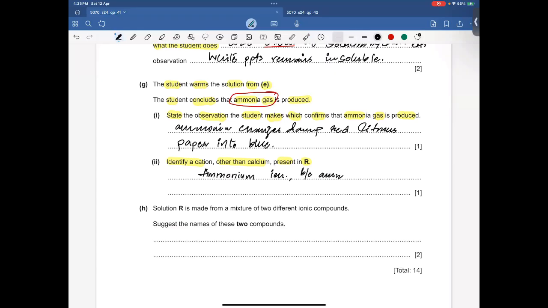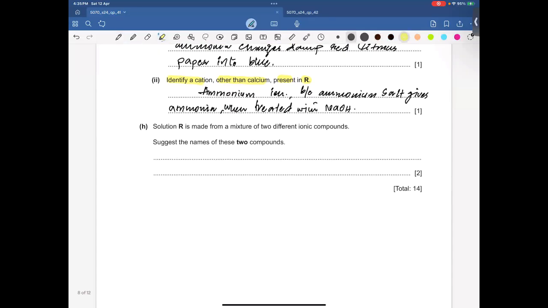Because ammonium salt gives ammonia when treated with NaOH. That's what we have done in the theory section also. Next, solution R is made from a mixture of two different ionic compounds. Suggest the name of these two compounds. The first one is calcium chloride, and the second one is ammonium chloride, I believe.